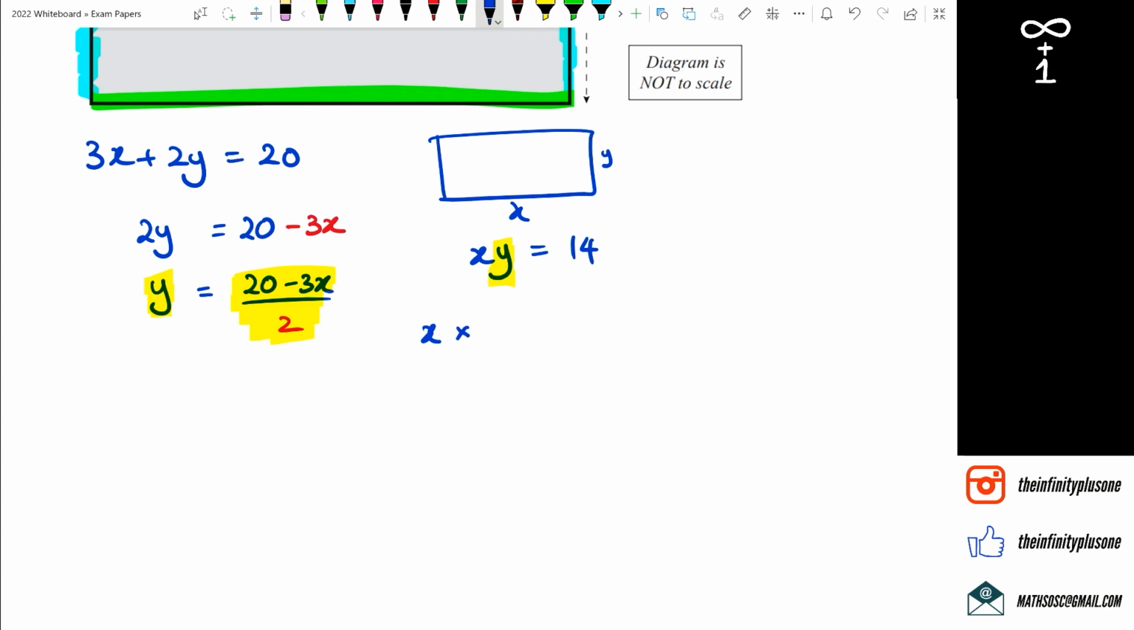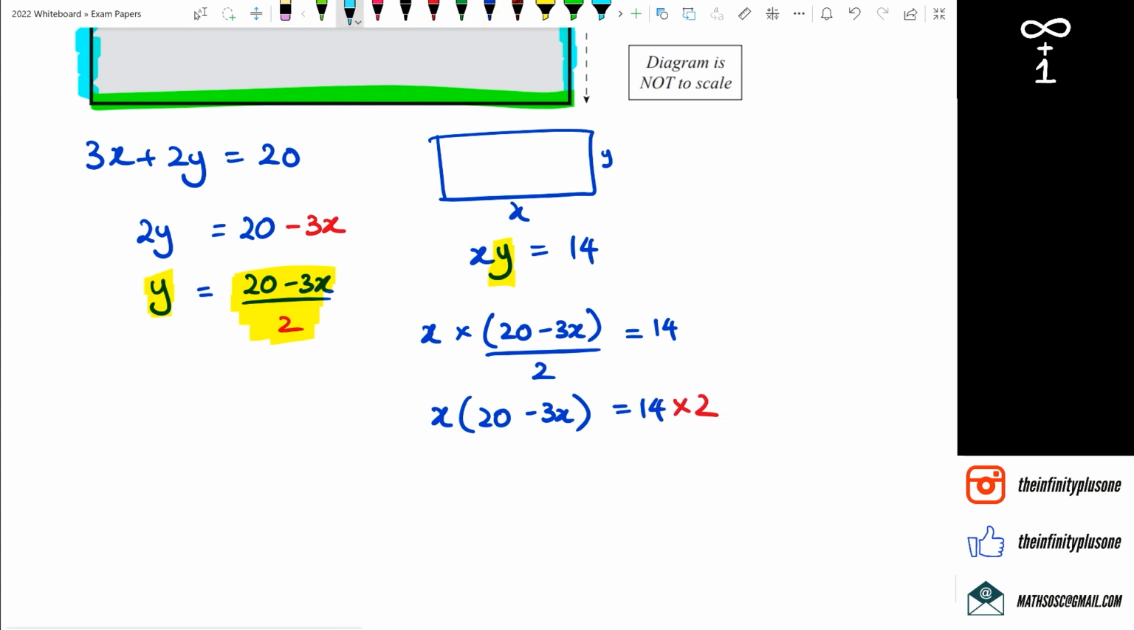I'm going to do x multiplied by (20 take away 3x) divided by 2 equals 14. I'm going to get rid of the 2. When I get rid of the 2 to the other side, it becomes multiplication, so I've got 14 times 2. I'm also going to expand the brackets. So I've actually got 20x take away 3x squared equals 28, because 14 times 2 is 28.